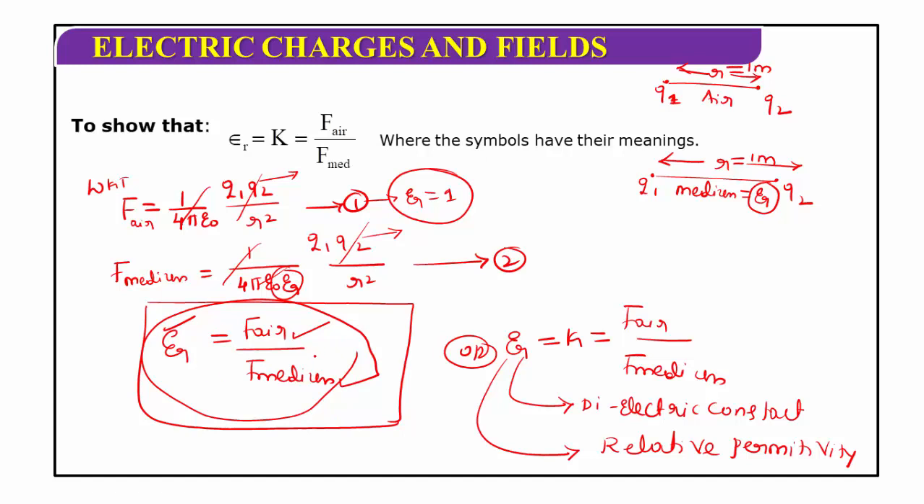This is called relative permittivity or dielectric constant. Hence it is proved that epsilon r is equal to k, which is equal to F air divided by F medium. It is the ratio of electrostatic force between the two charges separated by a certain distance in air or vacuum to the same two charges separated by the same distance in a medium.